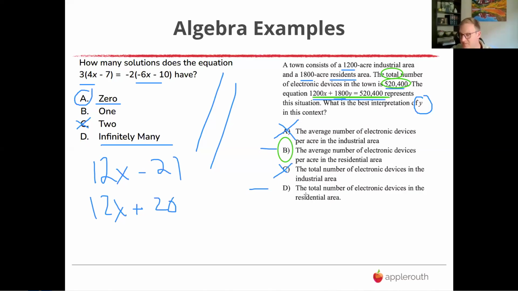Don't worry if you don't understand why it's B. Make sure you understand why it's not D, because this equation already models the total. And that means that 1800y represents the total for residence area. Much harder question, even though there's no math to do, but definitely tricky, definitely one that a lot of people will miss.